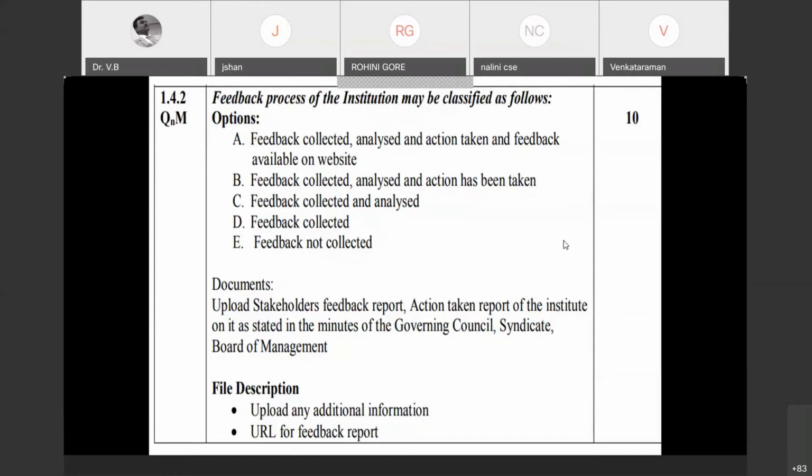And in cases where not much can be done about the feedback, then of course we have analyzed that, and you will close it saying that no action need to be taken on this feedback. Like that, you can close this.